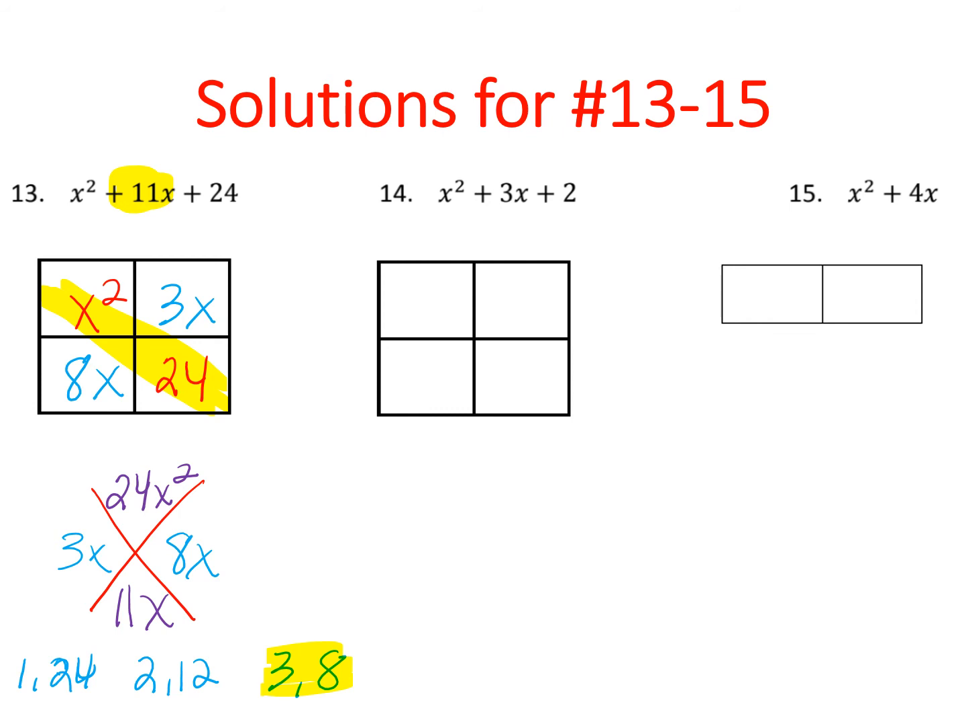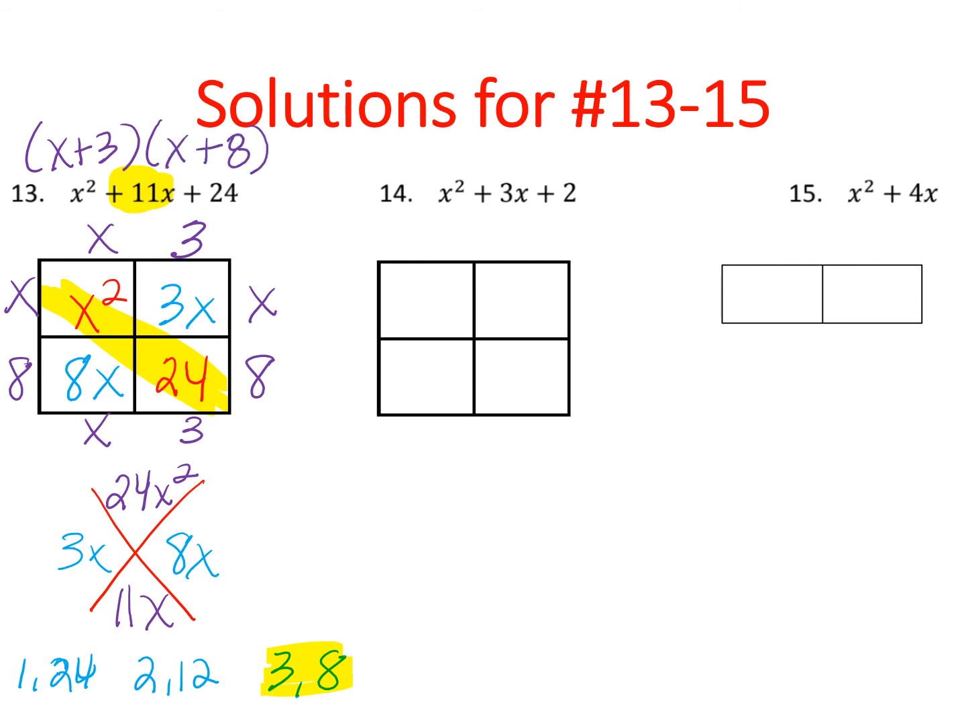So x times x is my x squared. Then we ask, x times what gives me 3x. That will be 3. So if the top is 3, the bottom is 3. Then if we go to the second row, if we see 8x, that would be x times 8 would give me 8x. If the left is 8, then the right is 8. And 8 times 3 is 24. So my two factors are x plus 3 and x plus 8.